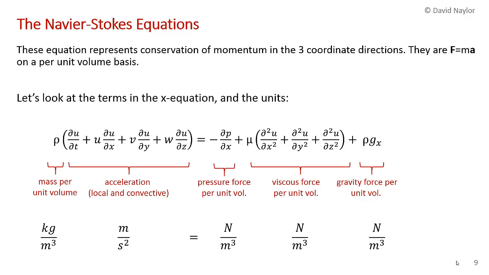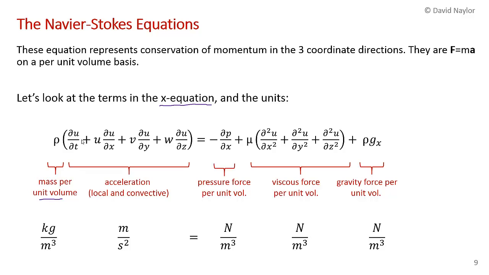They are F equals ma on a per unit volume basis. So I've written here just the x equation. So let's just look at the x equation, so conservation of x momentum. So what we have here is density, of course, that's mass per unit volume.